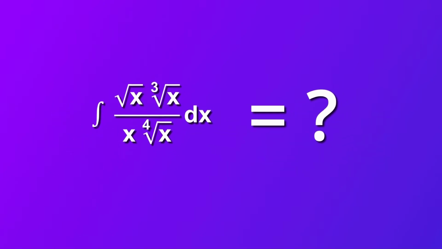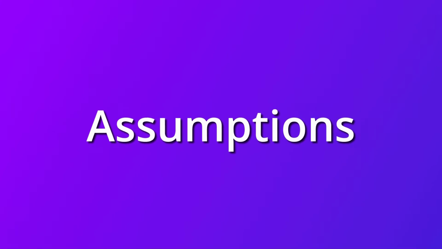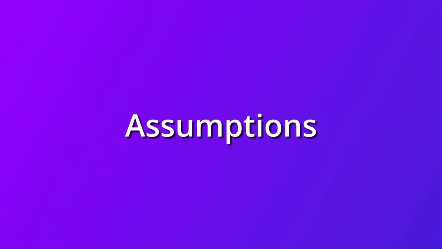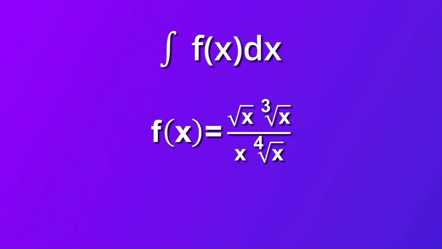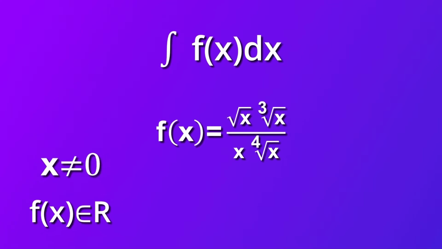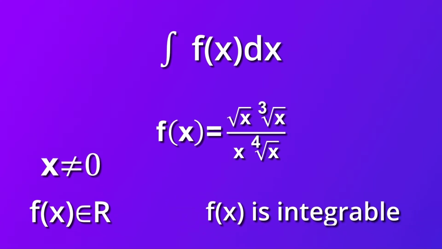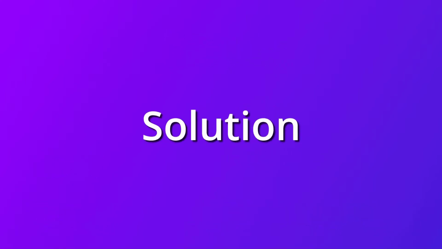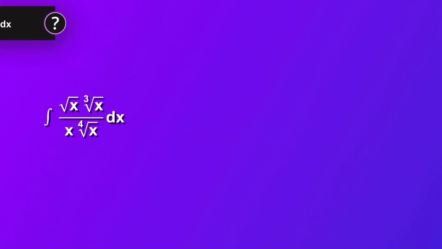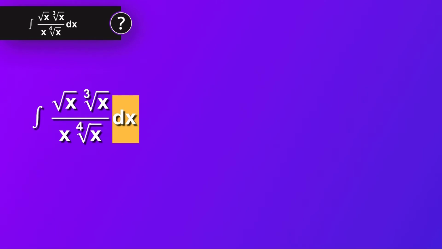What is the indefinite integral of square root of x multiplied by cube root of x divided by x multiplied by fourth root of x, by dx? Usually, we have some additional info about function f of x. In our case, f of x belongs to real numbers and is integrable in that domain. From symbol dx, we know that the differential of variable x indicates that the variable of integration is x.